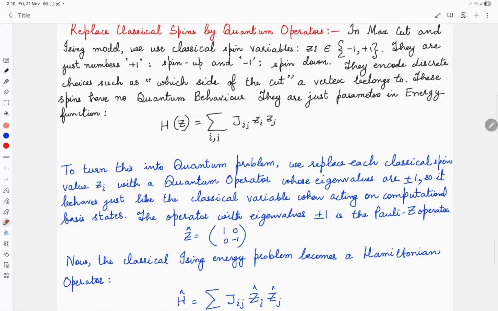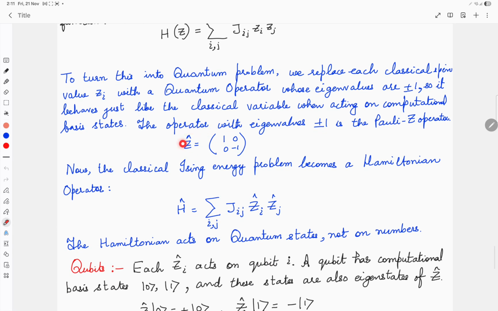Now, to turn this into a quantum problem, we replace each classical spin, that means this Zi and Zj, small Zi and Zj. We replace each classical spin value Zi with a quantum operator whose eigenvalues are ±1. So what is that quantum operator whose eigenvalues are ±1? We will consider the Pauli Z operator. The operator with eigenvalues ±1 is the Pauli Z operator. This is our Pauli Z operator.